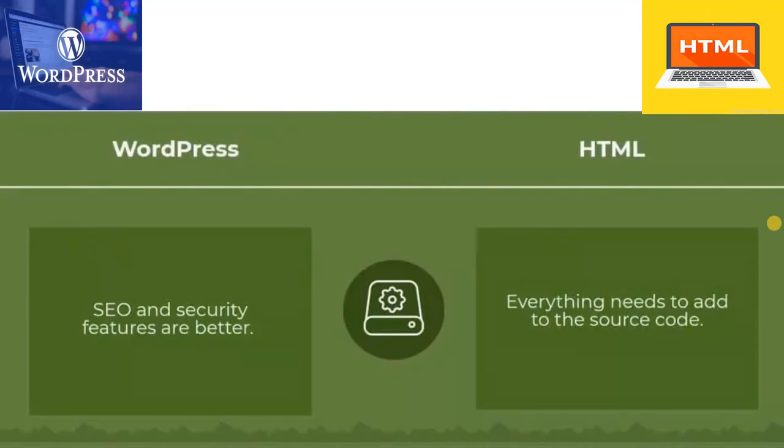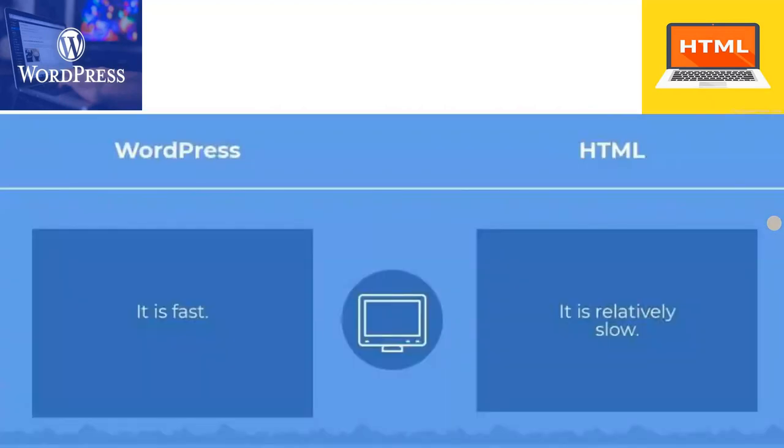WordPress SEO and security features are better than HTML, whereas in HTML everything needs to be added to the source code. Whatever you want to do, like if you want security features, then you have to add code for that in the HTML. WordPress is fast, whereas HTML is relatively slow compared to WordPress. So these are the basic differences between WordPress and HTML.